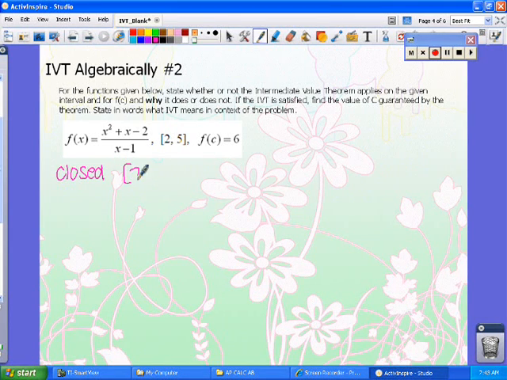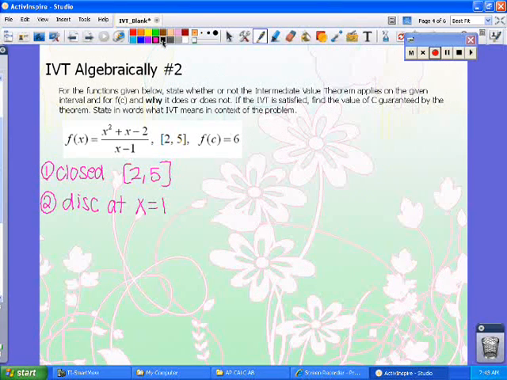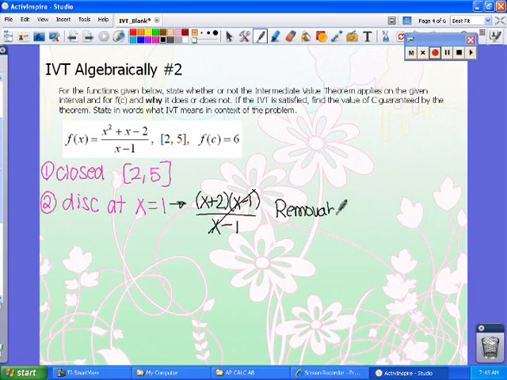This is a rational function, so we know that there is a discontinuity at x equal to 1. What type of discontinuity? We'd actually have to go through and factor it, and it looks like the top factors to (x plus 2)(x minus 1), on the bottom x minus 1, so the discontinuity is removable at x equal to 1. So some of you might think that we get to stop here, but if you look, 1 is not in the interval from 2 to 5.